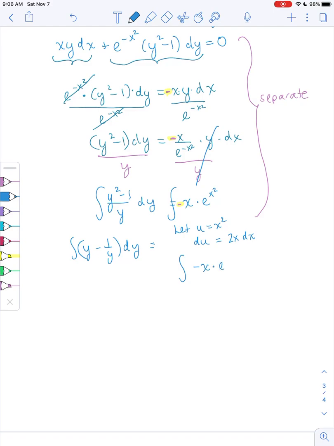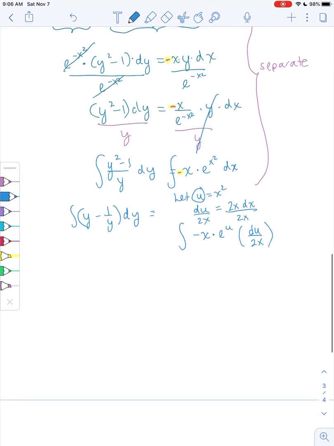So let's rewrite this. Negative x we're going to leave alone. e to the x squared is e to the u. And then I solve for dx to make that replacement, since there's a dx right here. If I divide both sides by 2x, I get dx equals du over 2x. The whole goal of that, again, is so that I can cancel out this x right here.